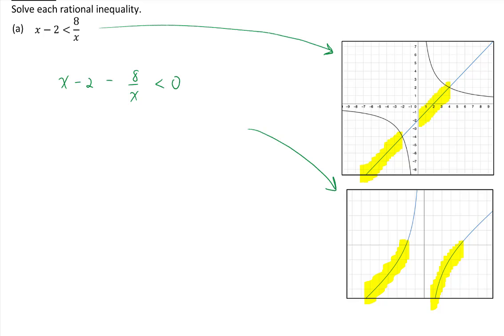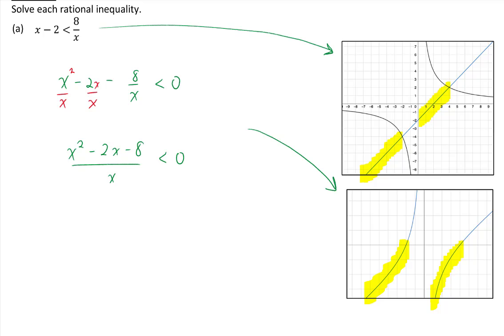Next step is to create one term. We have three objects right now, x, negative 2, and minus 8 over x. So we need a common denominator of x. So I'm going to multiply the x by x over x, and the 2 by x over x. And we're left with x squared minus 2x minus 8 all over x is less than 0.